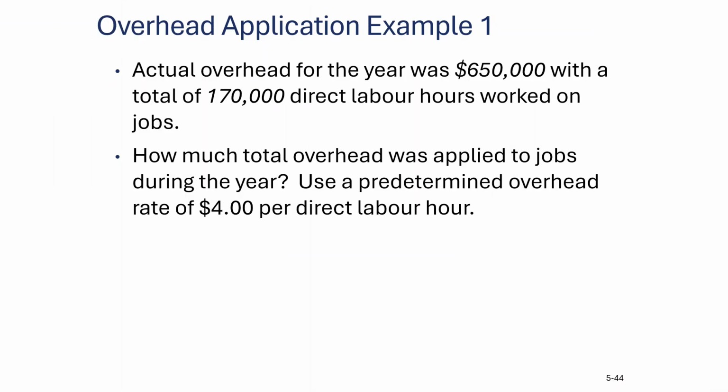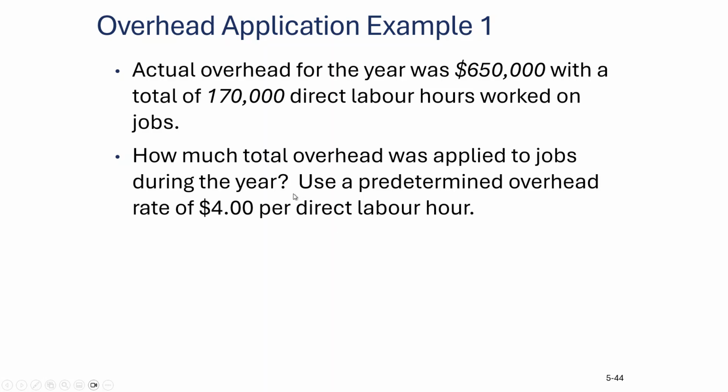How much overhead was applied to the job during the year? Use the predetermined overhead rate of $4 per direct labor hour. So your actual overhead was 650,000. That's your actual amount, and with a total of 170,000 hours worked, they give you the actual hours. That's your actual hours, and the rate that was calculated by your manager, or whoever was doing the cost accounting, the predefined rate that they calculated was $4 per direct labor hour.